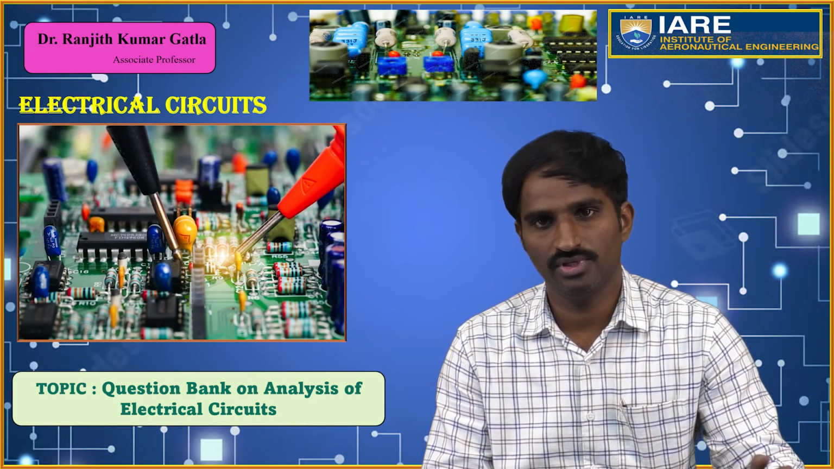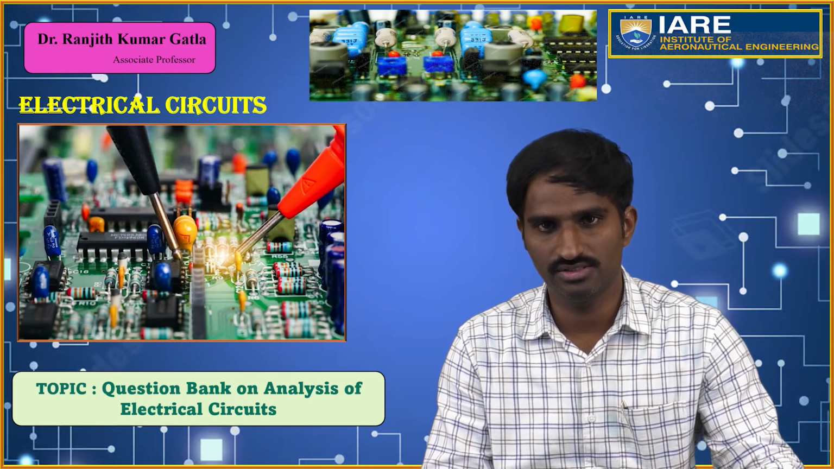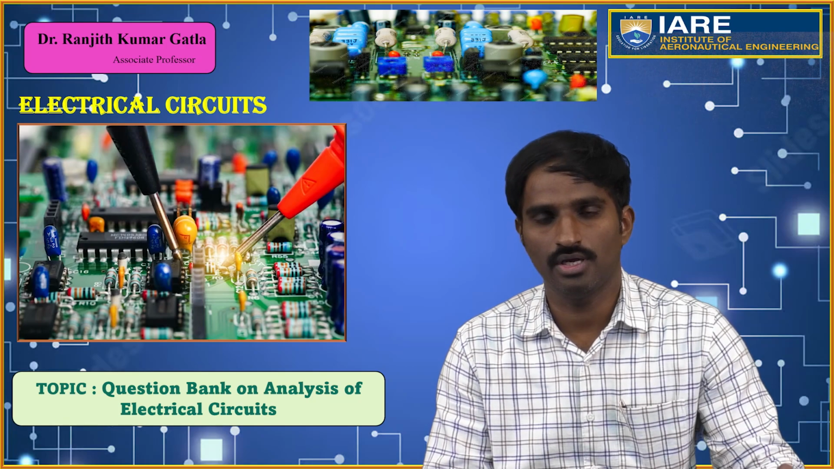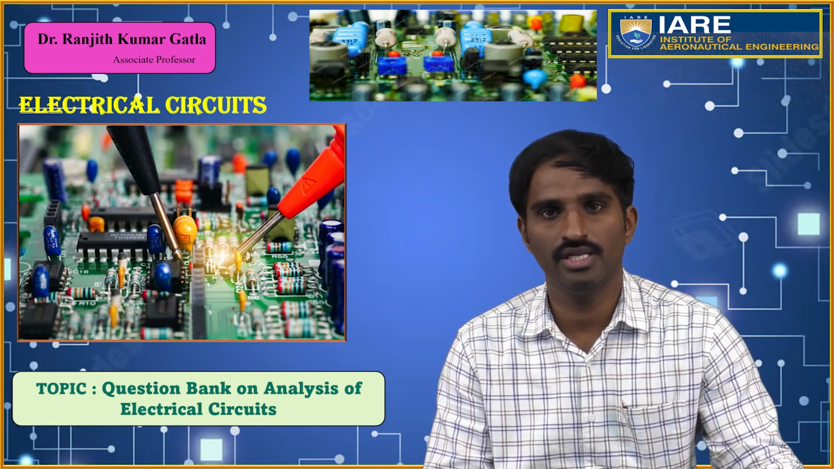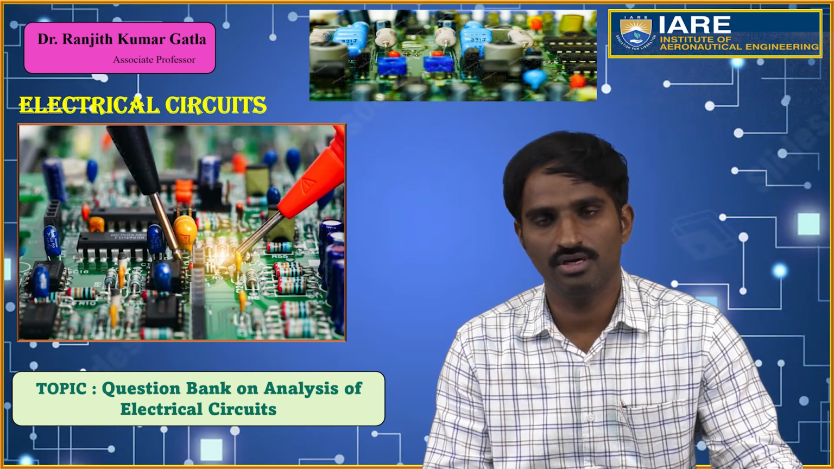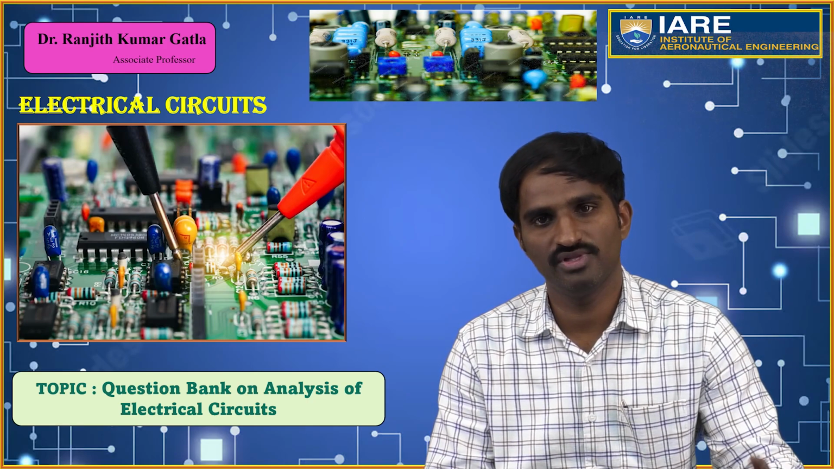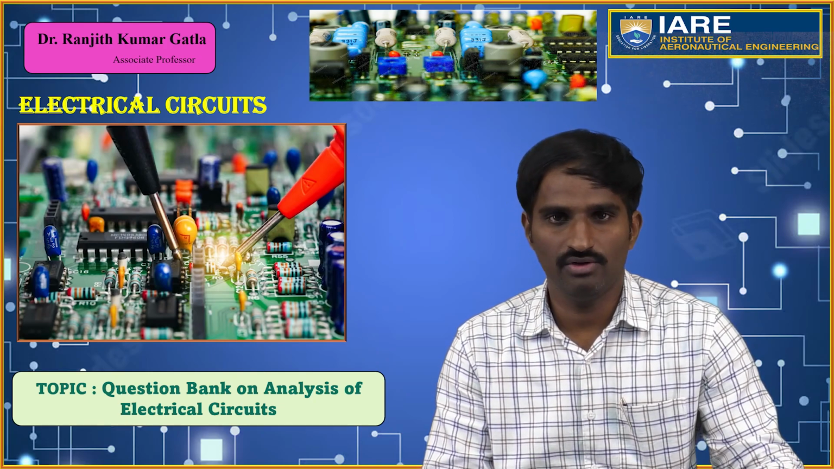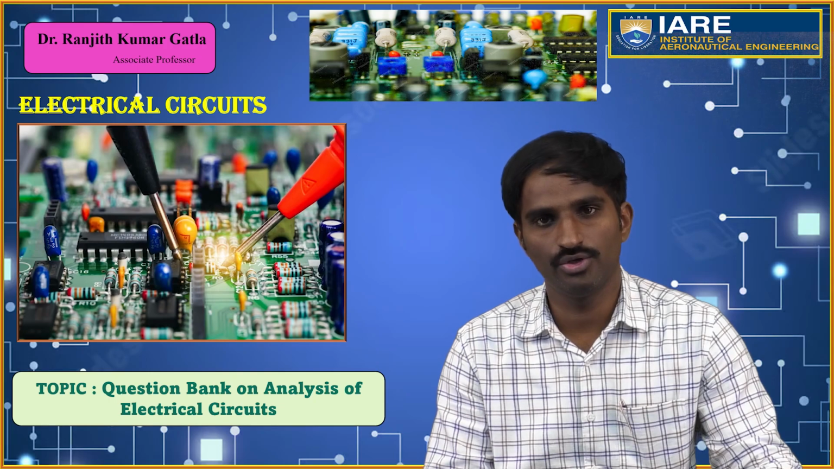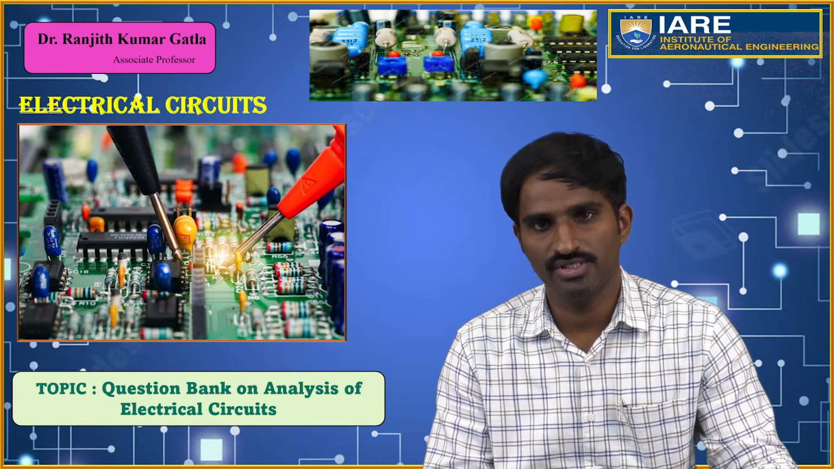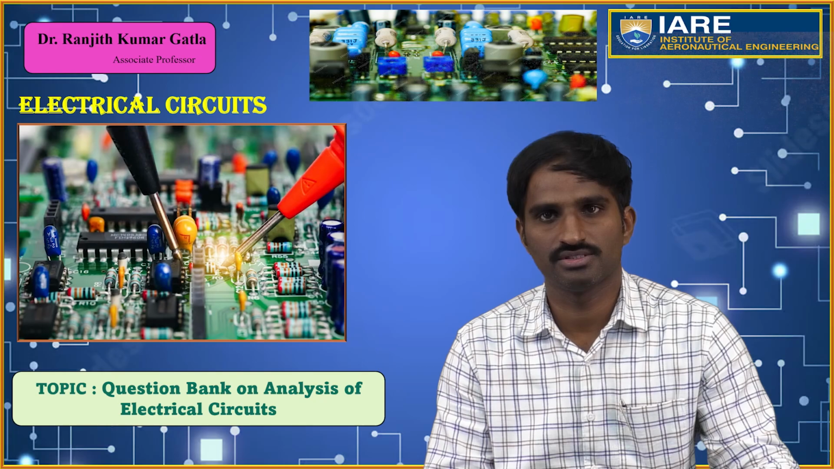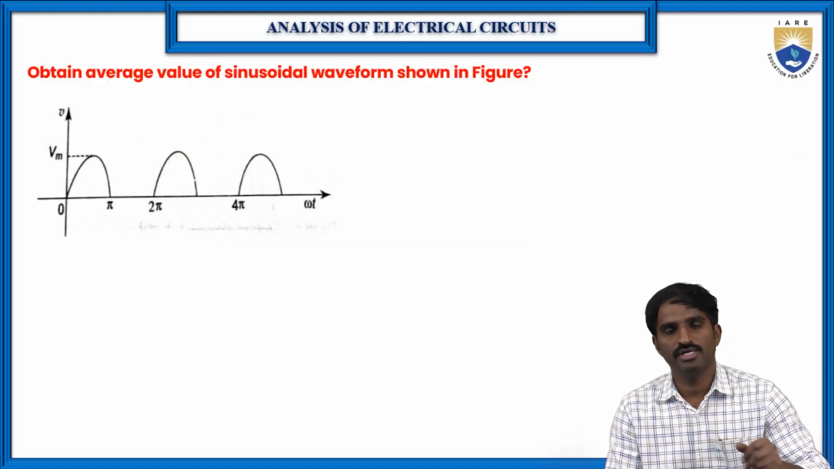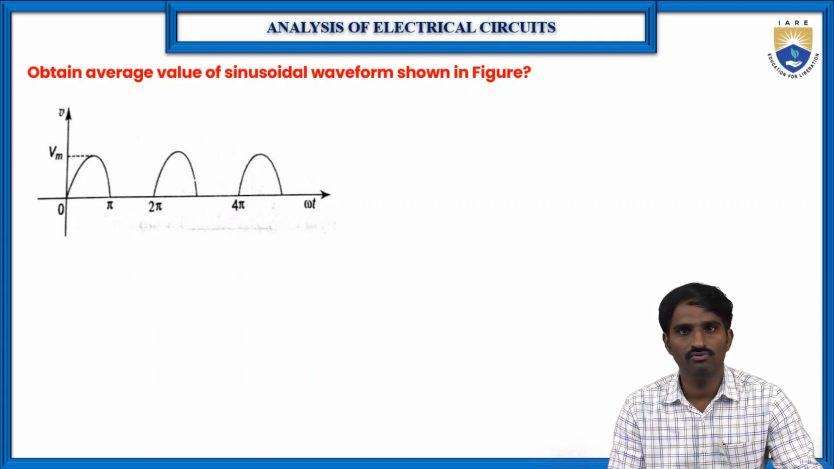Before that, we discussed everything with respect to the DC source, and after that with respect to the AC source, which means the properties of alternating quantities, how we can represent them, and the difference between direct current and alternating current. We have already discussed that in module 1. Based on those topics, here we are going to discuss some questions from the question bank. So first, let us start with the alternating quantities.